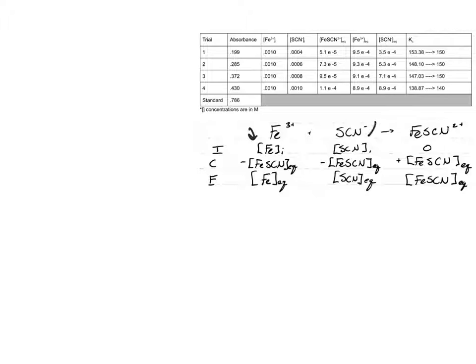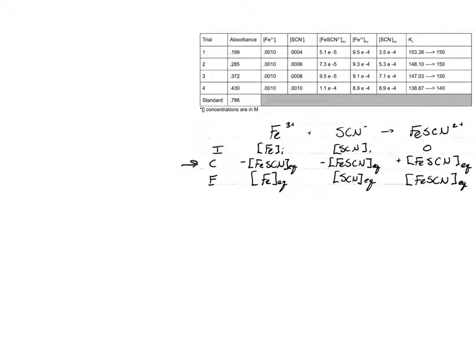You can calculate the initial concentration of the Fe3+ using calculation number 1. You can calculate the initial SCN concentration with calculation number 2. And initially we have 0 of the product. So I'm just going to erase those quick. We need to figure out how to calculate the changes. The change row is the most important.